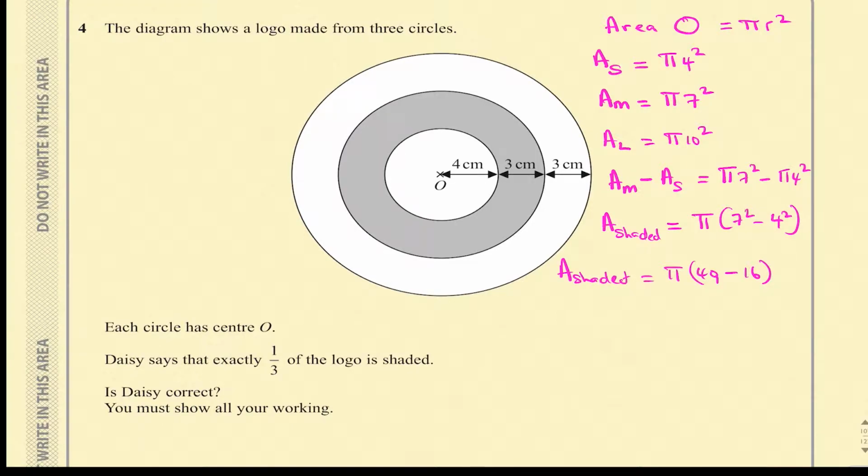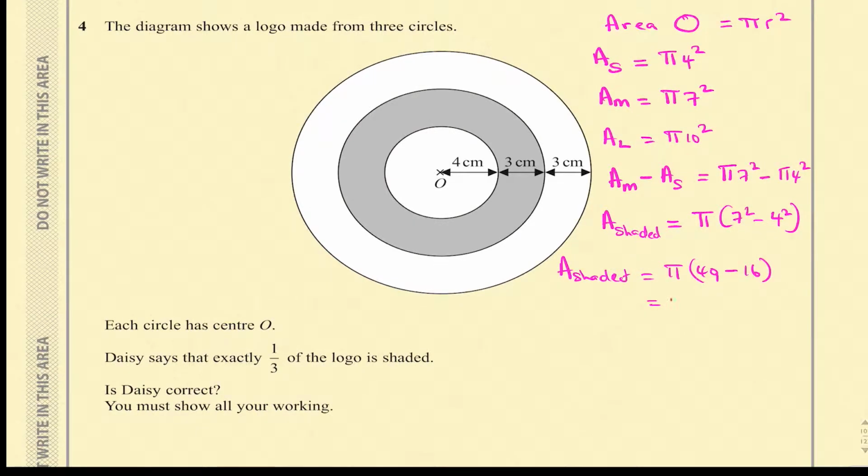Now 49 minus 16 will be 33. So that will be pi times 33. Now, the area of the small circle is 16 pi. The area of the medium we did was 49 pi, and the area of the large is 100 pi.